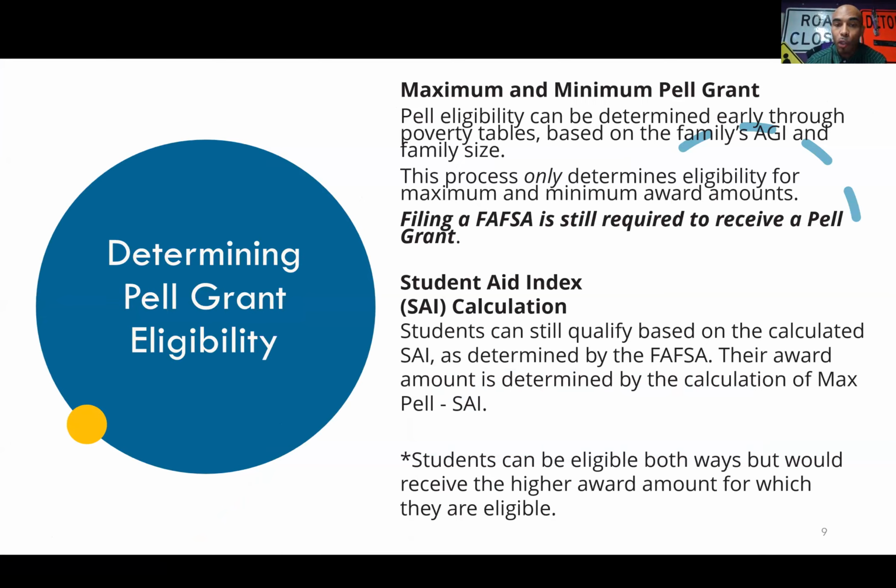Okay. Student aid index calculation. Students can still qualify based on the calculated SAI as determined by the FAFSA. The award amount is determined by the calculation of max Pell minus the SAI. And I will note that students can be eligible both ways, but they will receive the higher amount for which they are eligible.